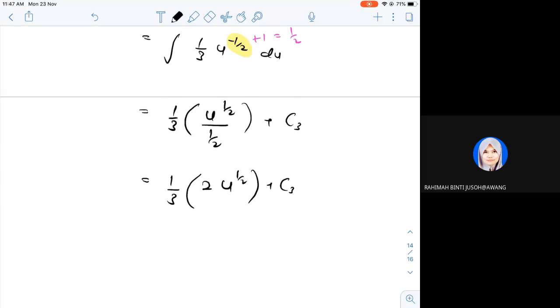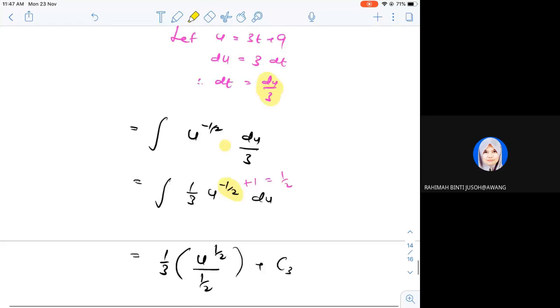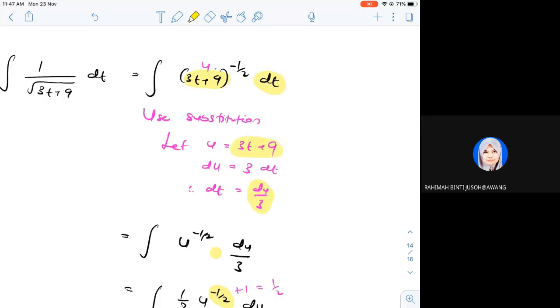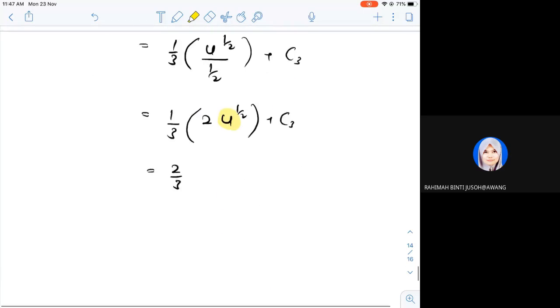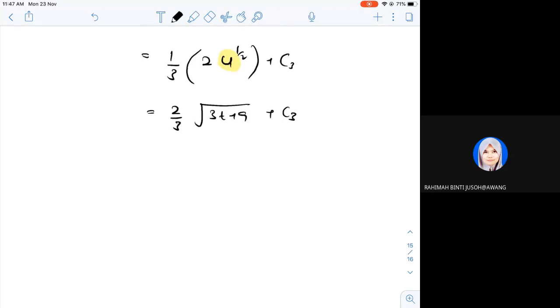Like that. So you will get 2 over 3 u, replace this u back with the earlier 3t plus 9. So we will have 2 over 3 multiplied by square root of 3t plus 9 plus C3. Okay, so let us combine. Thus, let's combine all of these three components.